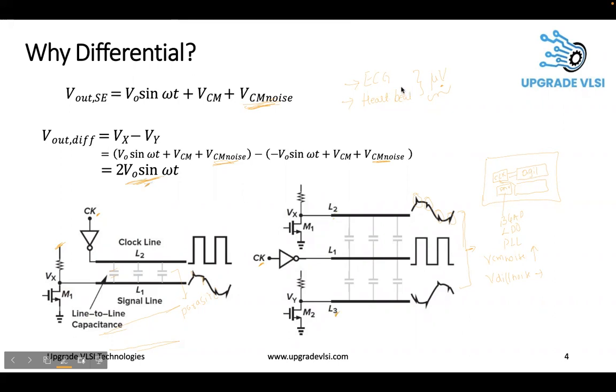So for any sensor whose output sensitivity is very important and whose signal strength is very small, of the order of microvolts, taking it as a differential will improve the noise immunity. Okay, so any questions on this, guys? If no questions, then we'll move to the next slide.